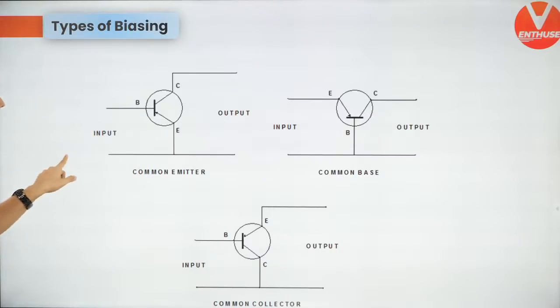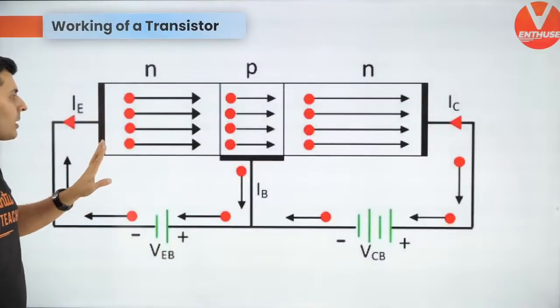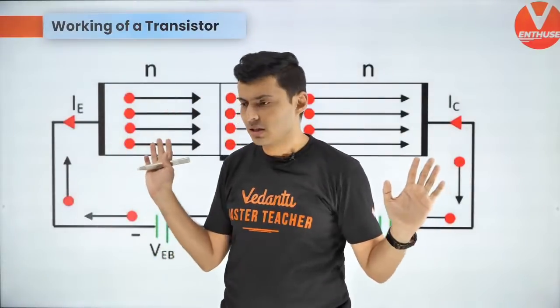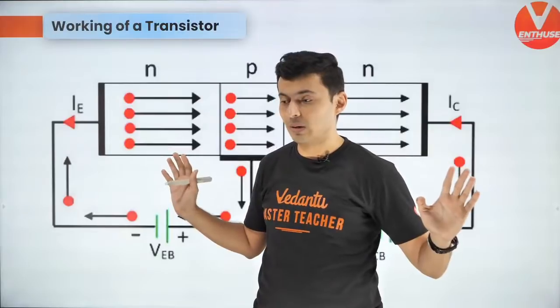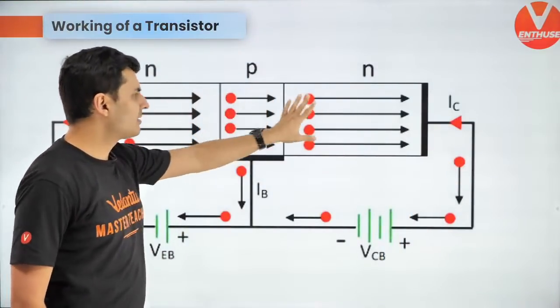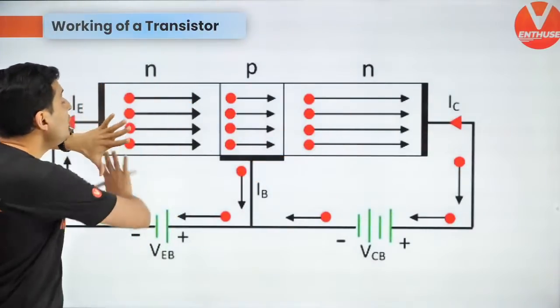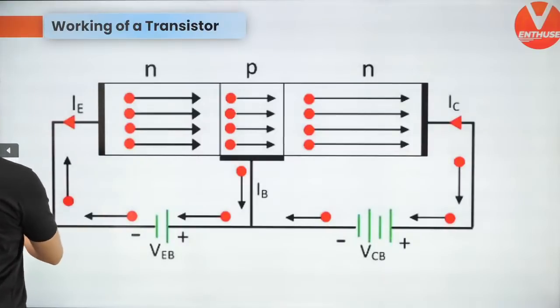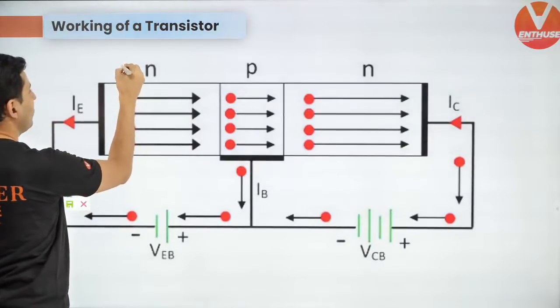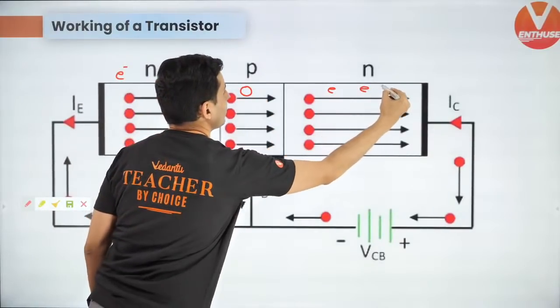Excellent. Now, how does a transistor work? Briefly, I'll tell you. Guys, very simple explanation. Don't break too much of your head over this. Imagine this is N, this is P, this is N. There are a lot of electrons over here, holes over here, and again electrons over here.